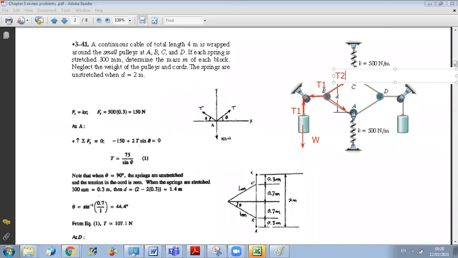So we have here T2. And by symmetry, we can say that we have it here too, or since it's the same cable over the pulleys, the tension will be the same everywhere in this cable. So this is T2 and this is T2. But in order to find T2, I need to write first the equations of equilibrium of B.